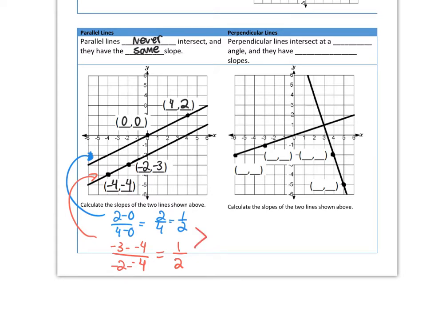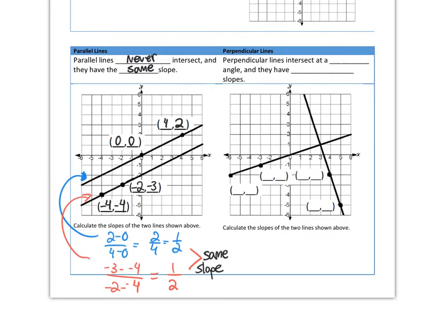They have the same slope. So how about perpendicular lines? They intersect at a right angle, and they have opposite reciprocal slopes. Well, what does that mean? That means that the product of their slopes is -1.